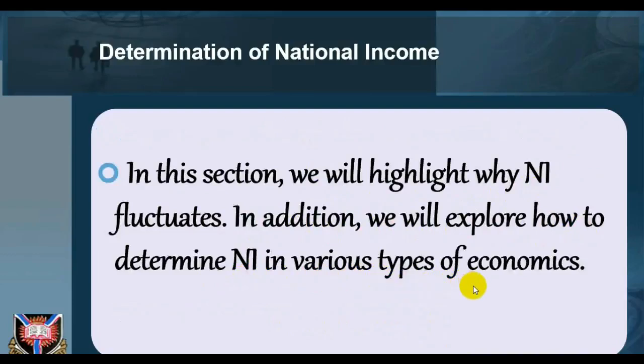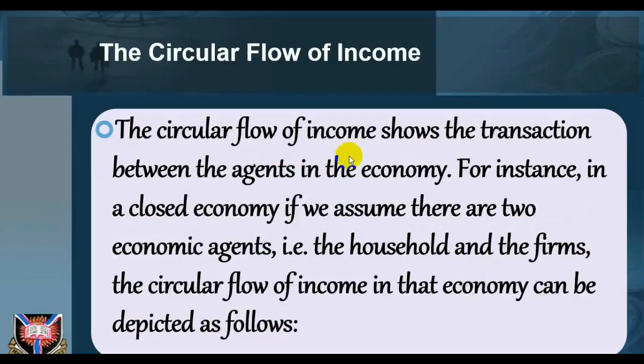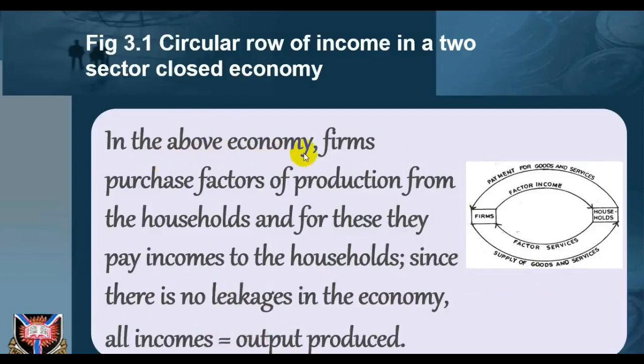The circular flow of income. The circular flow of income shows transactions between the agents in the economy. For instance, in a closed economy, if we assume that there are two economic agents, that is, households and firms, this circular flow of income in that economy can be depicted as follows. In the above economy, firms purchase factors of production from the households, and for these they pay incomes to the household. This first part of the relationship is depicted by the inner flows in the figure above.